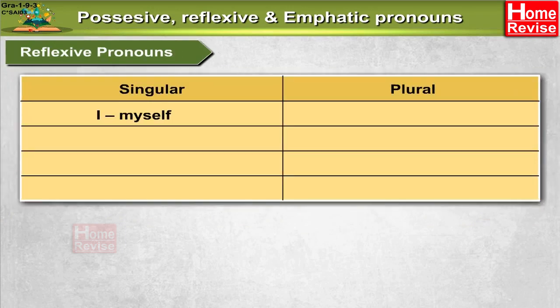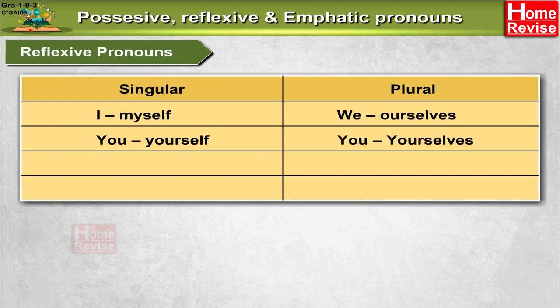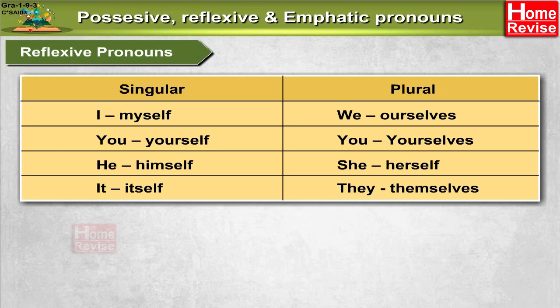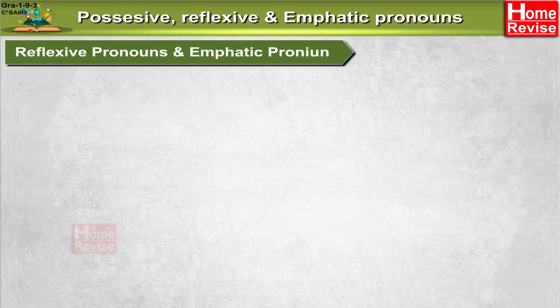Reflexive pronouns. Singular, I, myself, plural, we, ourselves. Singular, you, yourself, plural, you, yourselves. Singular, he, himself, plural, she, herself. Singular, it, itself, plural, they, themselves. Reflexive pronoun and emphatic pronoun.